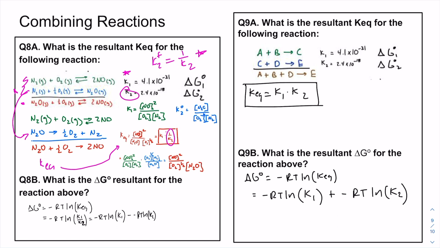Okay, and then what's the delta G naught resultant? Well, if we were to plug in this equation right here, we would say we have K1 divided by K2, and we use our property of logs to plug in, and we see that whenever you have something divided by another thing inside of a log, you end up getting two terms minus each other. And so you could use that to calculate delta G naught. All right, same thing over here, but in this example, we do not have to flip either of these two equations, so you can see that K is just K1 times K2. All right, and then you can look at this one yourself.